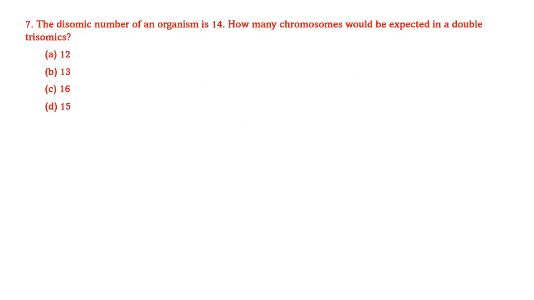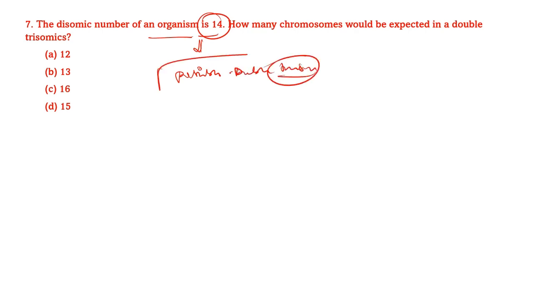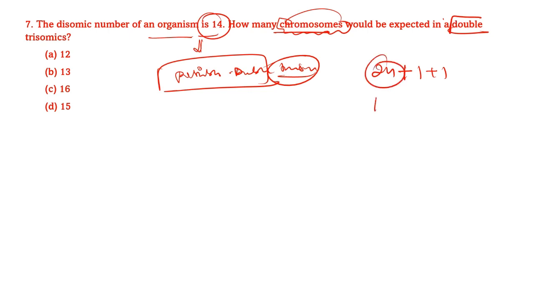Next, the disomic number of an organism is 14. How many chromosomes would be expected in the double trisomics? Reading this question, don't get confused with the number of possible double trisomics. They are not asking about the number of possible double trisomics, they are just asking about the number of chromosomes in double trisomic conditions. We know that double trisomic can be denoted by 2n plus 1 plus 1. We already know the value of 2n, it is 14. So 1 plus 1 will make 16. There will be a total of 16 chromosomes here.